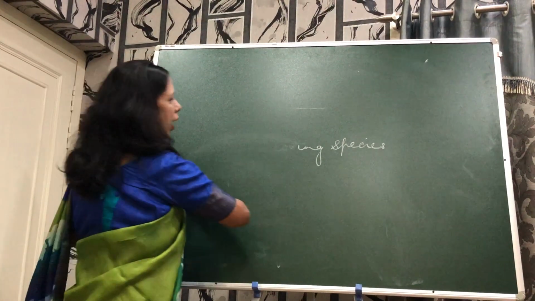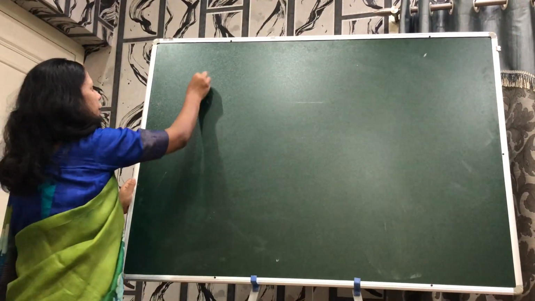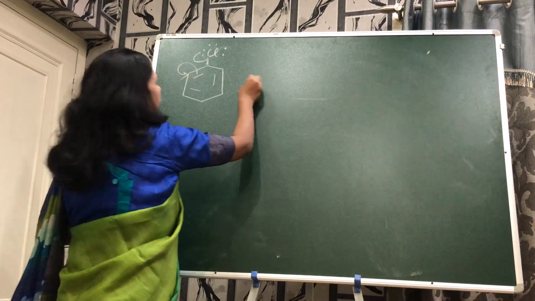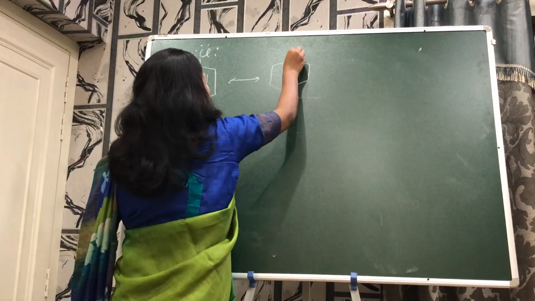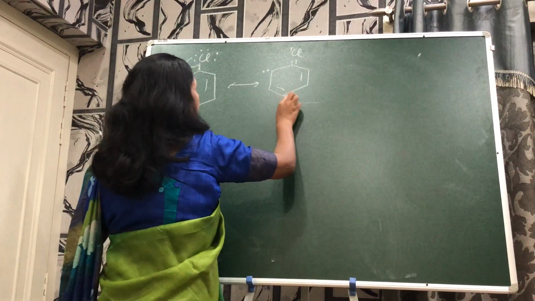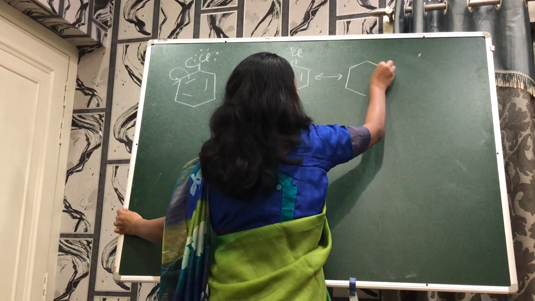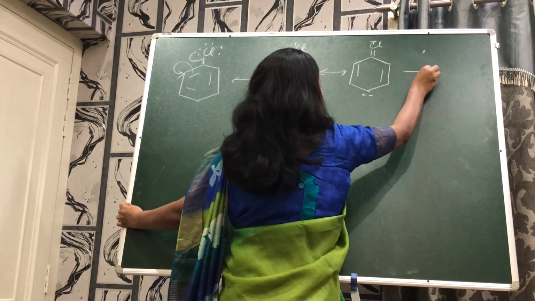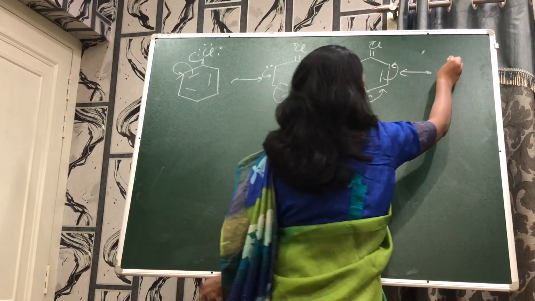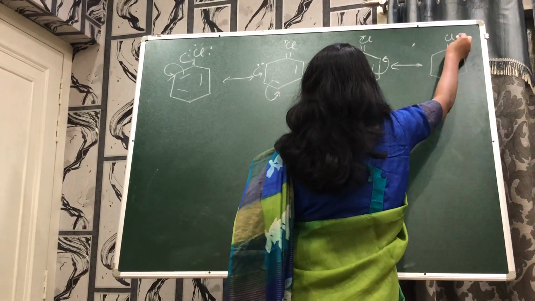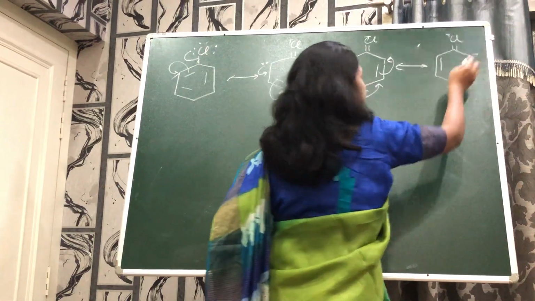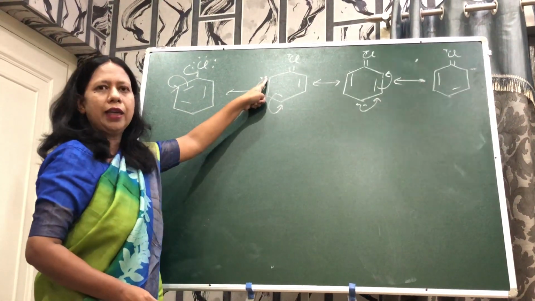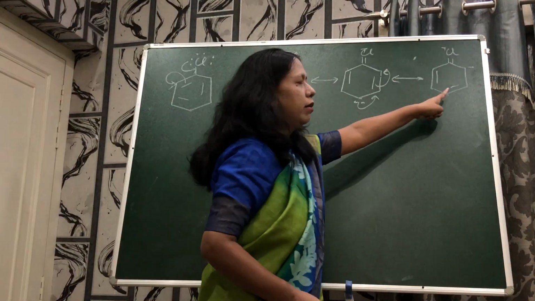We had already seen when we drew the resonating structures of a haloarene, and I'm drawing it again. When we draw the resonance hybrid, you can see that the negative charge is coming either in the ortho or in the para position. This is ortho, meta, para. Here at the ortho position we get a negative charge, here at the para position we get a negative charge, and again in the ortho position we get a negative charge.